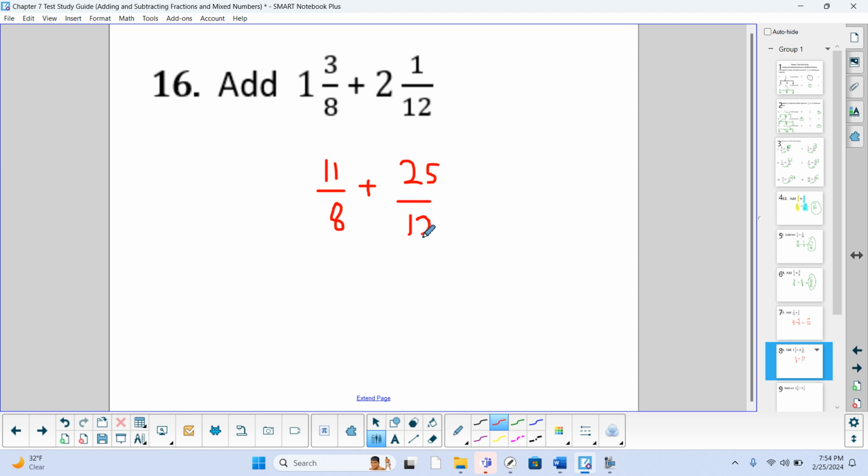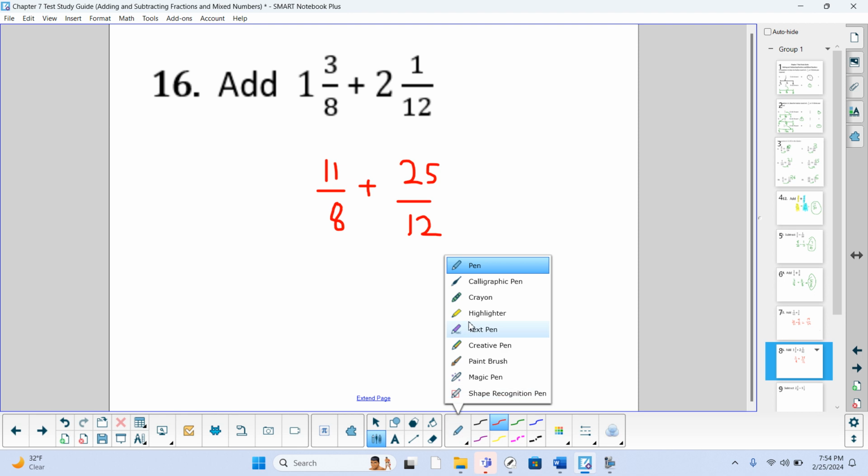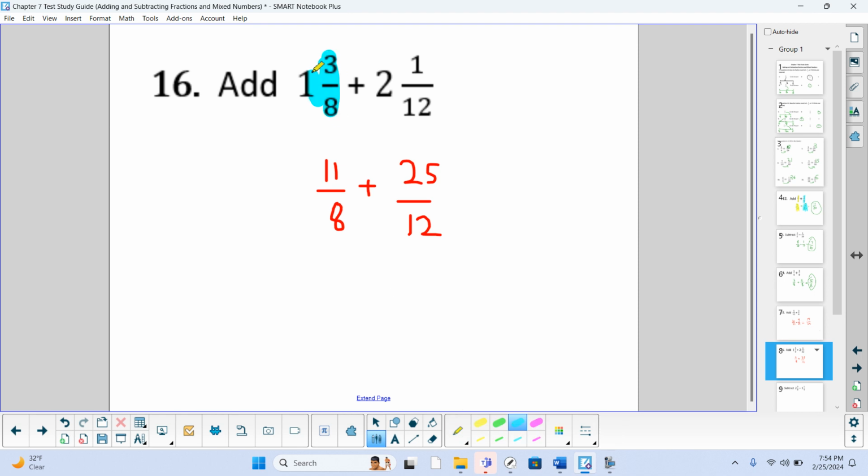25/12. Once again, I want to point out all I'm doing is rewriting this fraction, 1 3/8, or mixed number, as its equivalent fraction, which is 11 over 8, and 2 and 1/12, I'm rewriting as its equivalent fraction greater than 1, which is 25 over 12. Once I have those, I have to find my common denominator. So for 8 and 12, I believe 24 is the least common denominator.